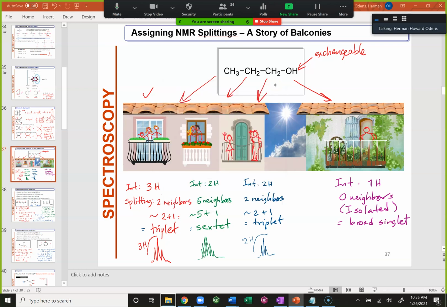And so, if you add deuterium, this OH will be turned into a D, OD. So that's why they're called exchangeable. They're on the deuterated solvents. Sometimes you can make them disappear.